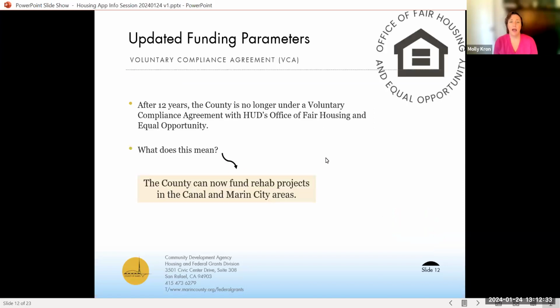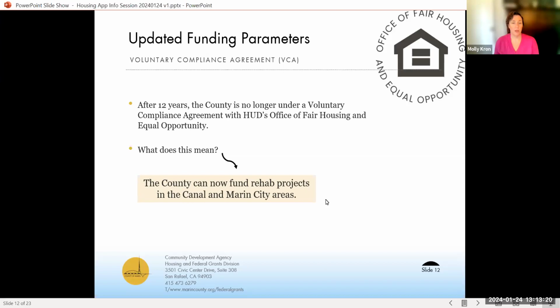We have a couple of updates around our applicability of funding projects in certain communities. So last year, after about 12 years of being in a voluntary compliance agreement with the U.S. Department of Housing and Urban Development, we were cleared, and we are no longer required to report under what we call the VCA. And what does this mean? The VCA previously prevented us from funding housing projects in the Canal and Marin City. And so now we are able to fund rehab projects for housing in the Canal and Marin City areas.